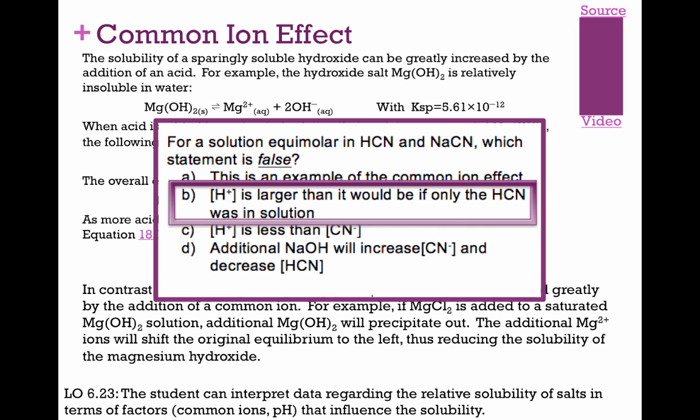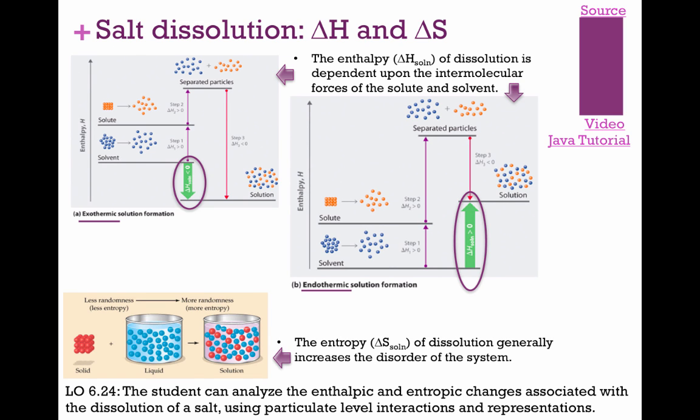H plus is less than CN minus. That's true because if you are adding NaCN, you're adding Na plus and CN minus. You're going to actually be adding more CN minus there. If you add more NaOH, you are actually using up some of the H plus on the products, and you are going to cause more weak acid to dissociate. And then, the last two, I'll just kind of talk through the last 2 slides.